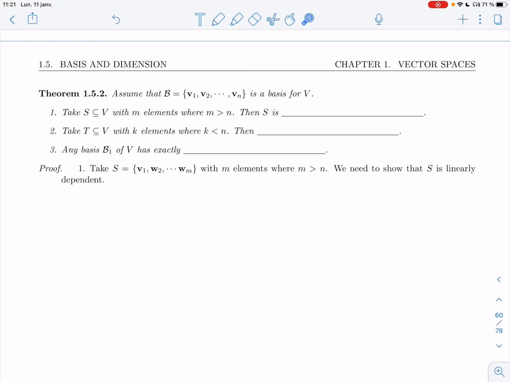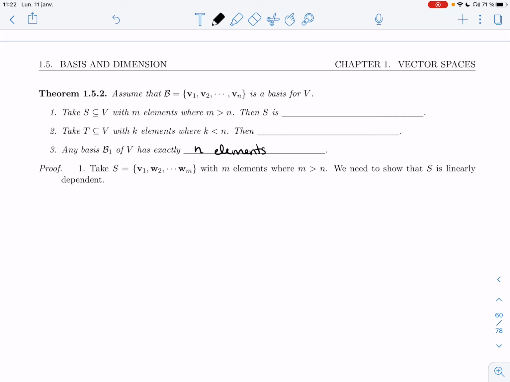In the last video, we defined the dimension of a vector space to be the number of elements in a basis. But we did mention that since a vector space has tons of different bases, there was a result to be proven to show that the dimension was well defined. So what we have to prove is the following theorem. Assume that B, which is v1 through vn, is a basis for V. I want to show that any basis of V has exactly n elements. And so the dimension would be n and would be well defined.